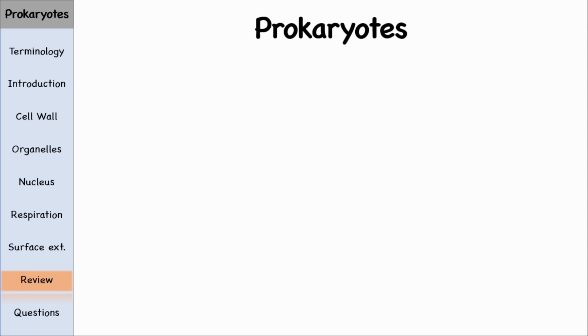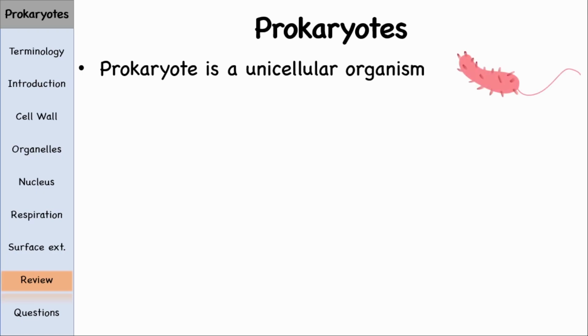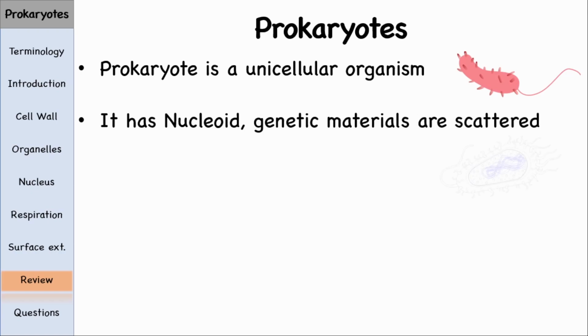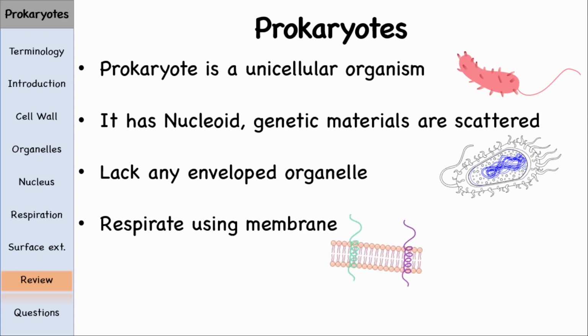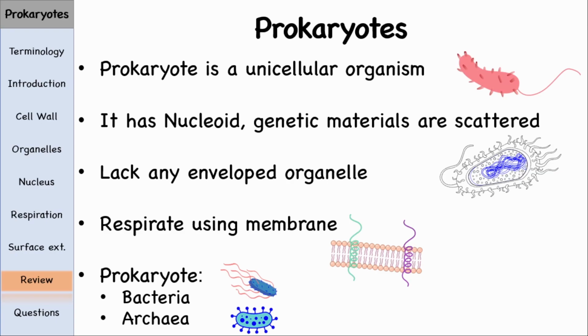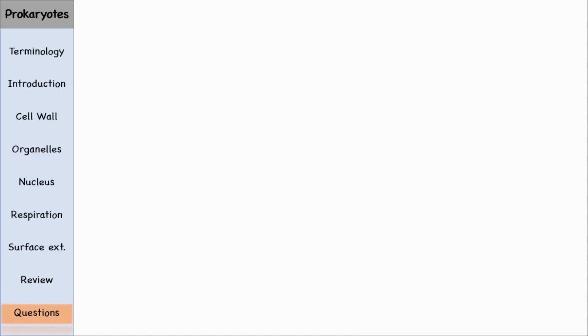Now let's quickly review the important notes. The prokaryote is an organism made of one cell. It lacks a nucleus. Instead, it has a nucleoid, where the genetic material is scattered. The prokaryotes lack any of the enveloped organelles which are present in the eukaryotic cells. Because they lack mitochondria, they rely on the membrane for respiration. The two kingdoms prokaryotes are divided into are bacteria and archaea, and they are studied in microbiology. This concludes our discussion about the subject.